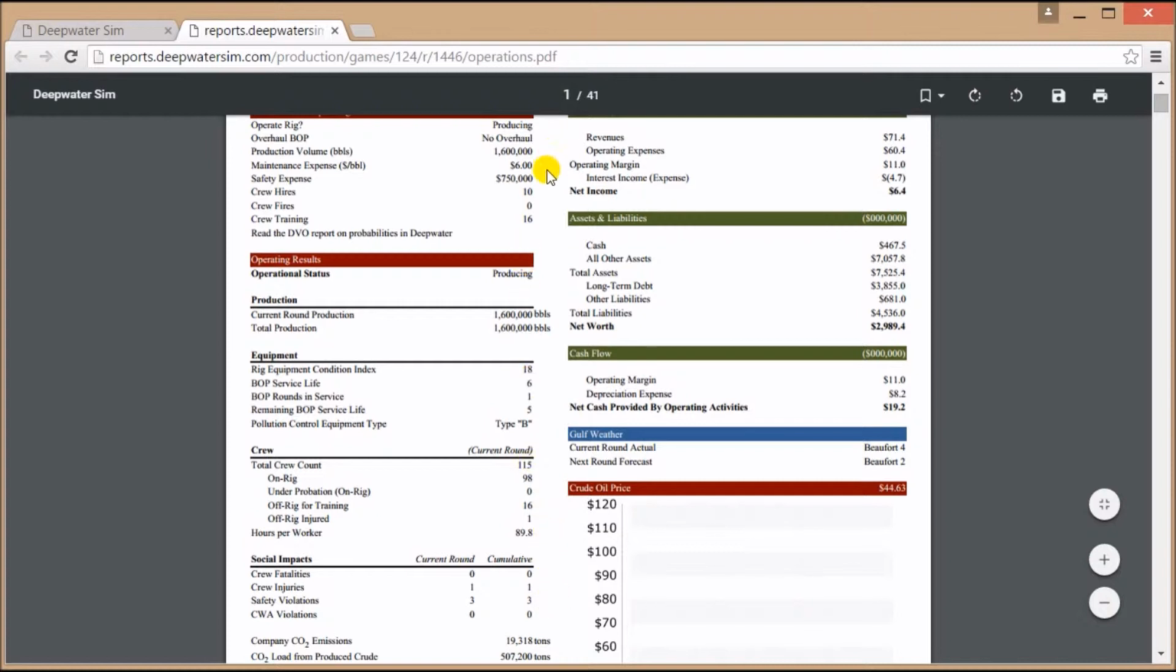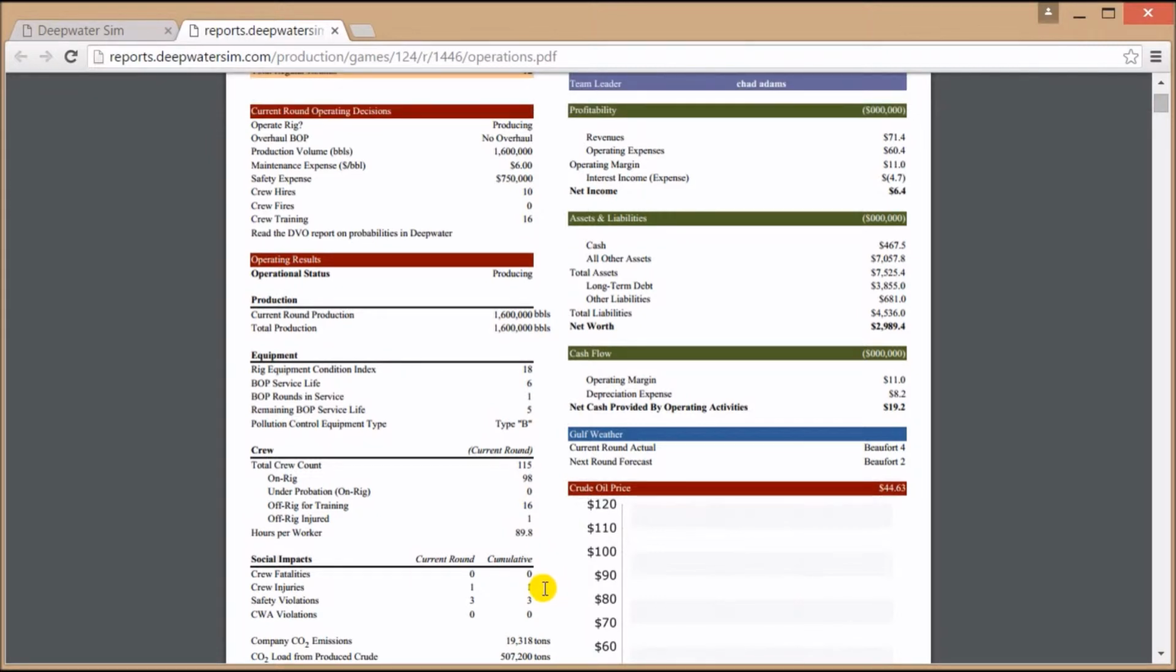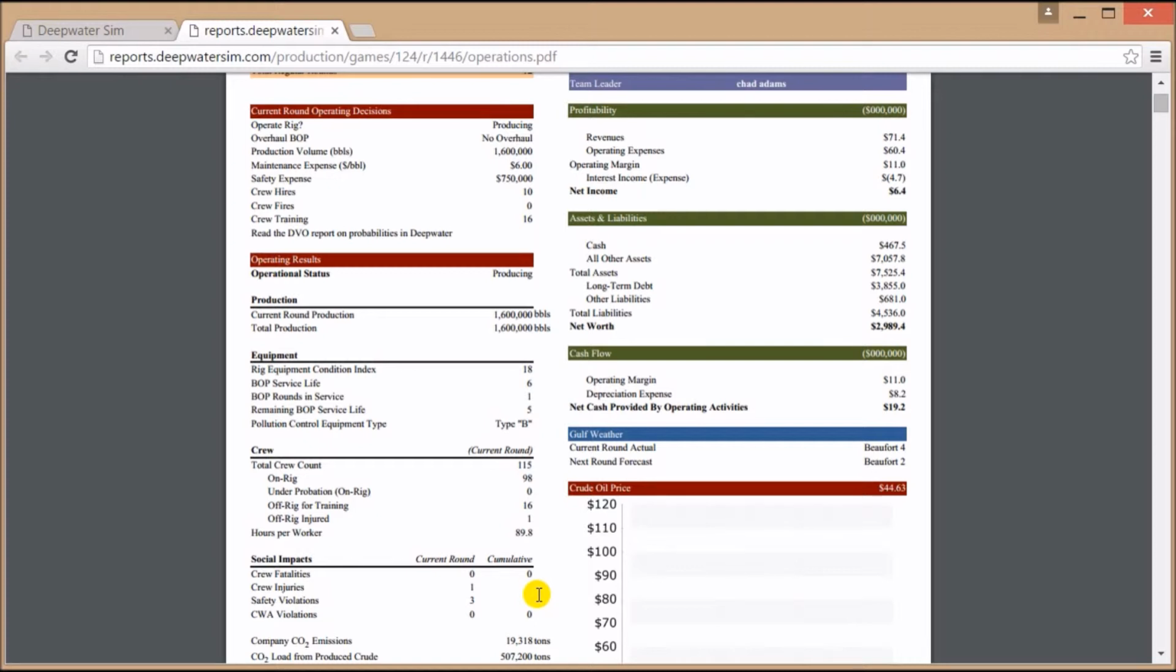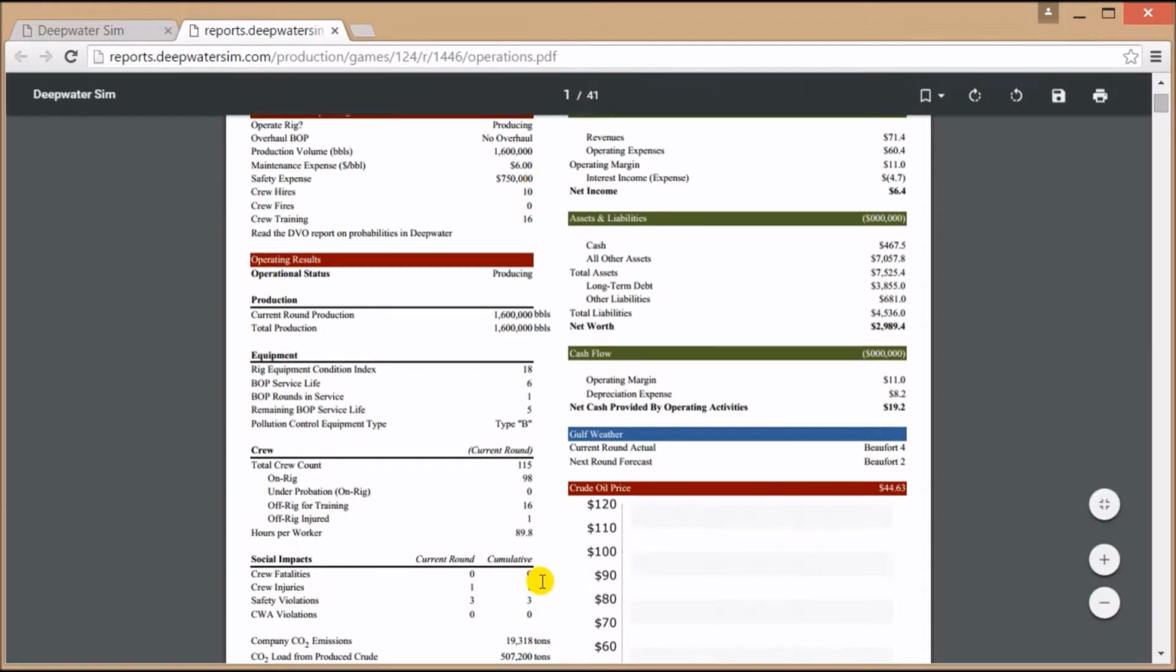The less you spend on safety, the greater the chances of something bad happening, but there's no guarantee that something bad will happen if you skimp on safety. And flip that around, if you really spend a lot on safety, there's no guarantee that there will be no accidents and no safety violations. Spending more on safety simply reduces the chances of those things happening. So there's a tight connection between safety expense and the chances of personal injury, fatalities, and safety violations.